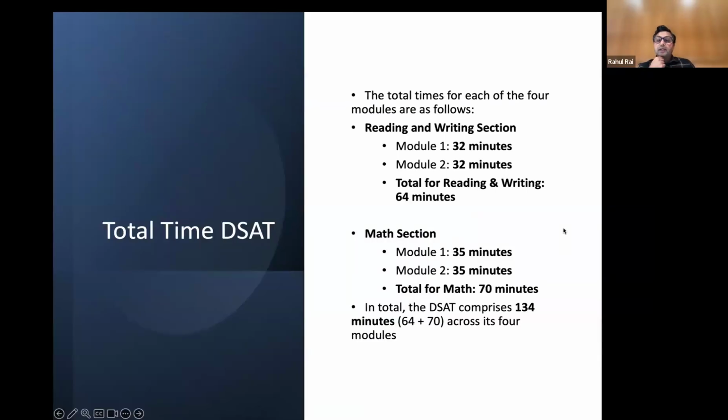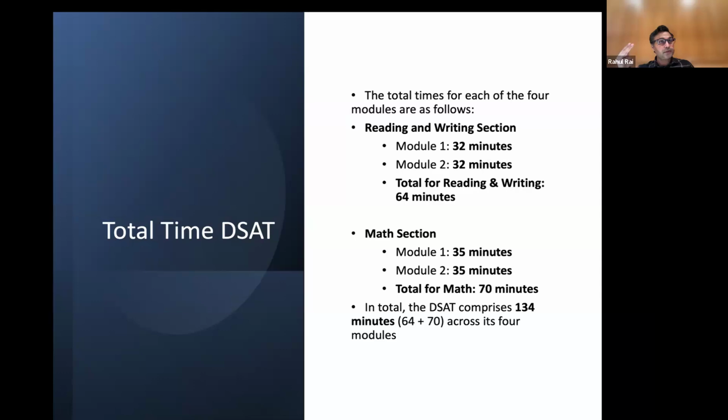Now, in terms of test times and other things, as I said, there are two modules in reading and writing and two modules in math. For reading and writing, module 1 and module 2 are 32 minutes each, so the total time that you have is 64 minutes. For math, you have 35 minutes for each module.